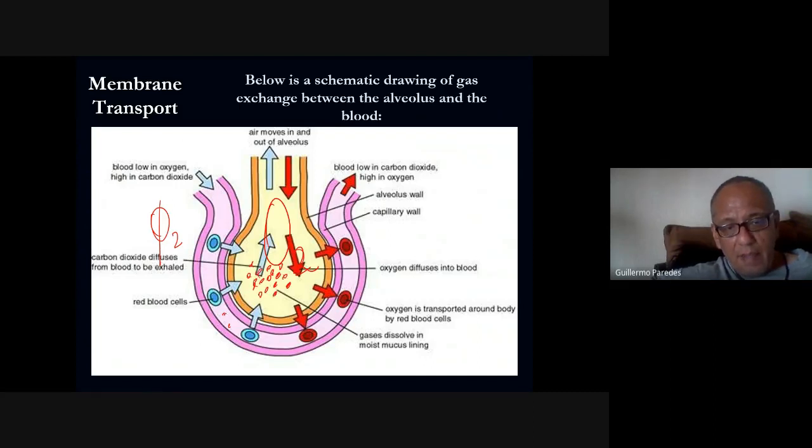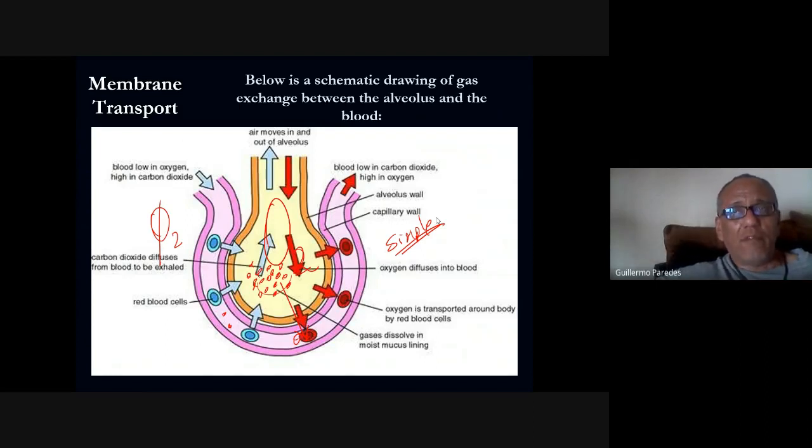But the blood that is coming back from the body after delivering the oxygen has a low concentration of oxygen. So what happens? You have a high concentration and a low concentration, and that's how the oxygen is going to pass through simple diffusion. So again, a summary and review from the previous slide. The best example of simple diffusion is gas exchange. What is gas exchange? Oxygen, carbon dioxide.